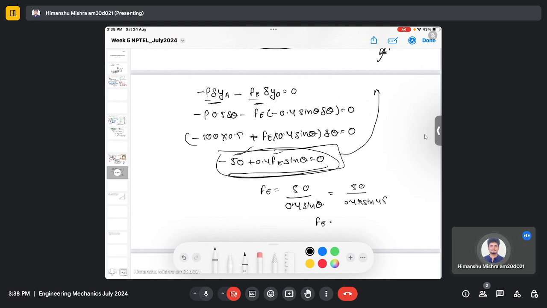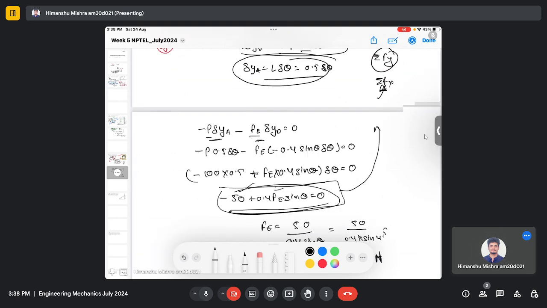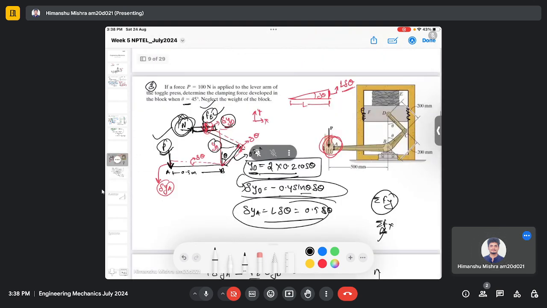So we will get force, which is 177.3 Newton. So this is the force we will get. So just to recap here, we need to use the virtual work principle to determine the unknown force Fe.